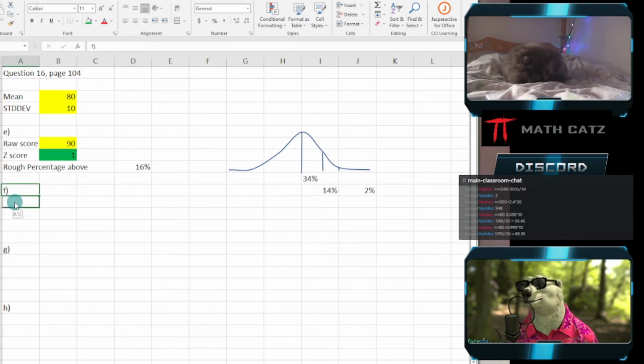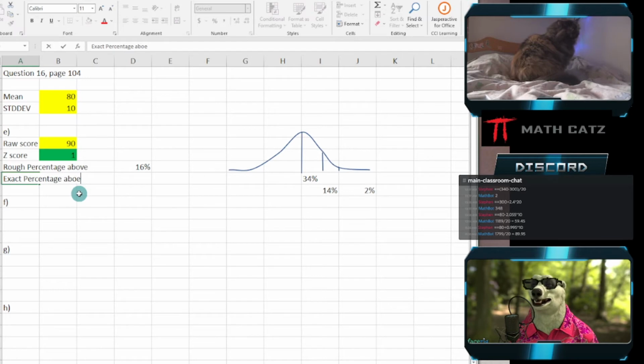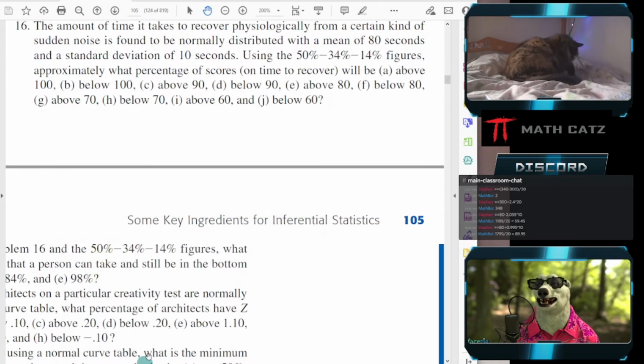Roughly, I'm just going to move this one down. But like before, we can also try and be precise. I'm just going to leave that for now and do all the rough ones first. Then we'll loop back and do all the exact percentages so we don't flip back and forth if this is a little new to you. So let's just do all the rough percentages first.